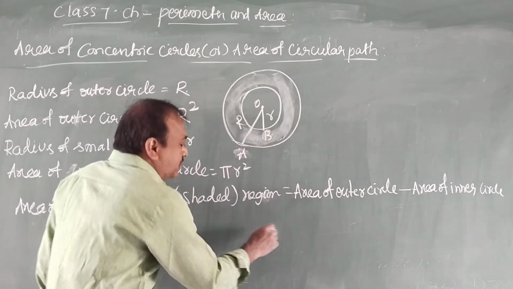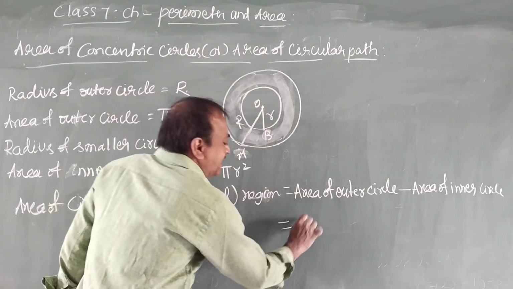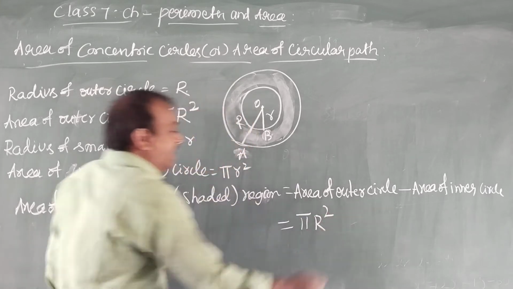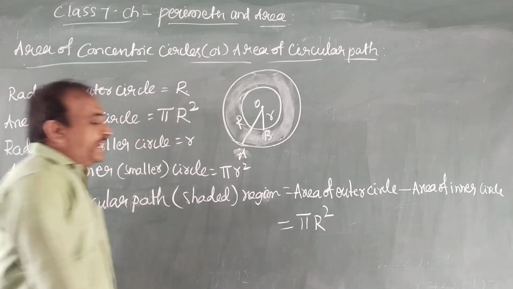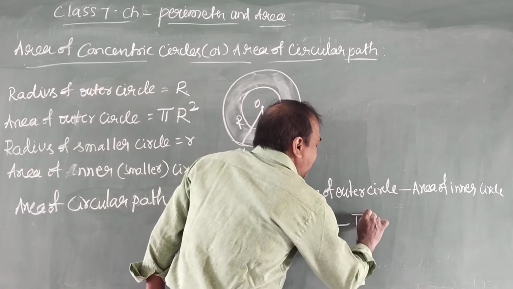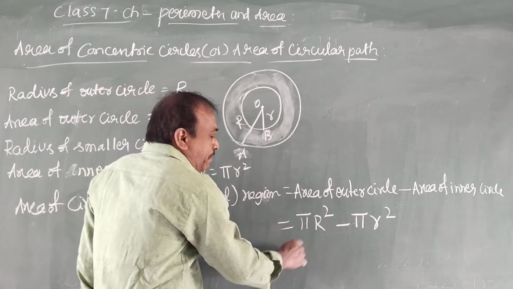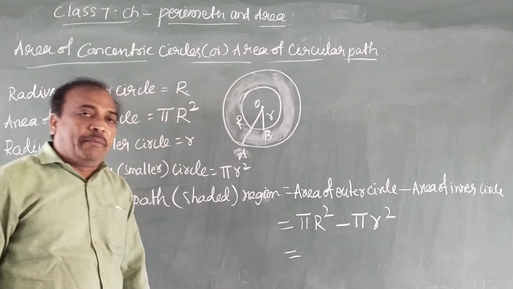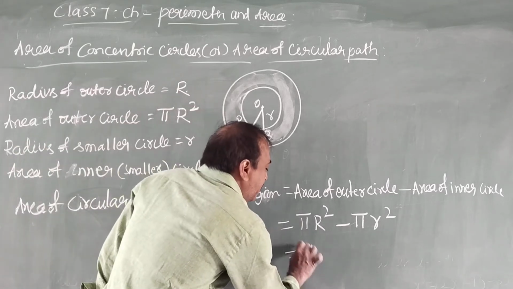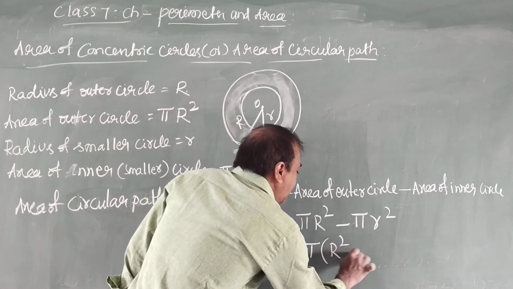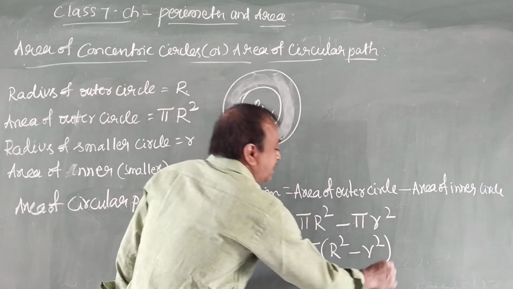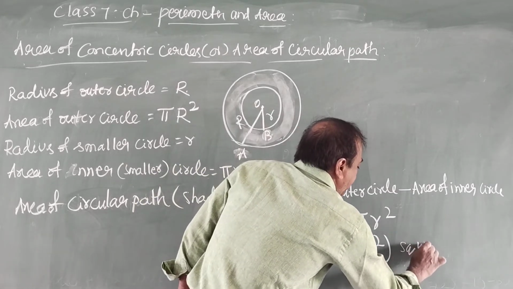So the area is equal to the area of the outer circle, pi capital R square, minus the area of the inner circle, pi small r square. Now you can see in both places pi is common, so we can write pi into capital R square minus small r square units.